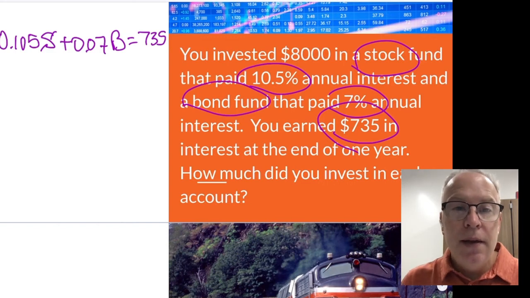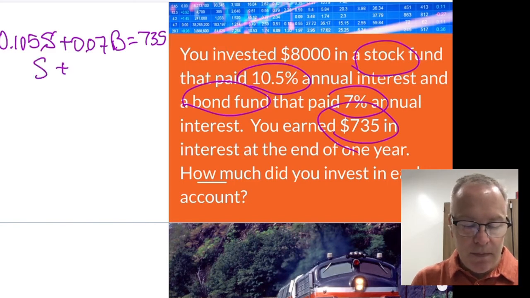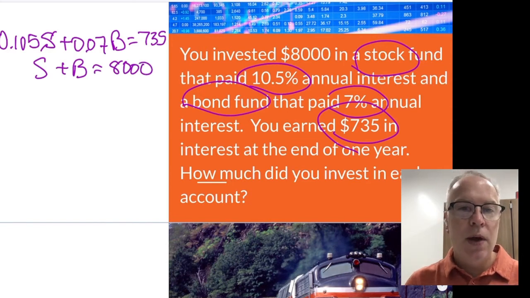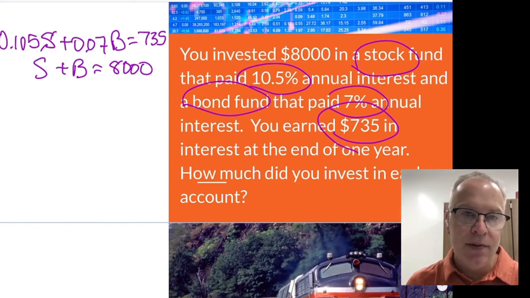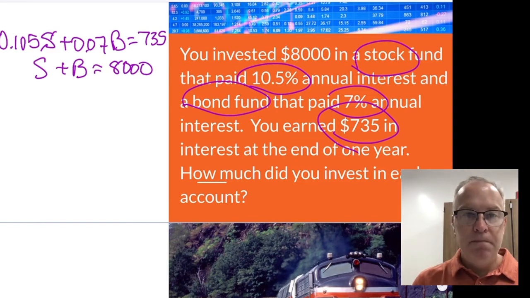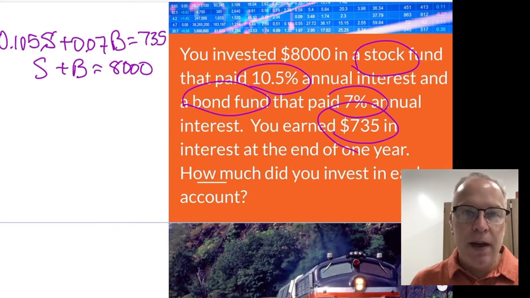Okay. Now, we need one more equation. Well, remember, we invested $8,000. So S plus B total is $8,000. And then you would go ahead and solve this. Now, one way to solve this would be to go to Desmos and graph those 2 lines and figure out where they hit, and that'll be your S and your B. Okay? So let me go ahead and do this real fast for you.